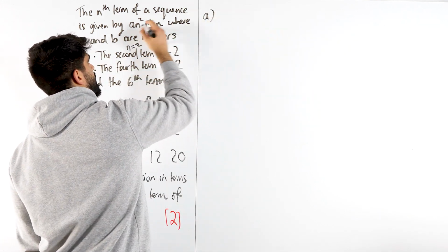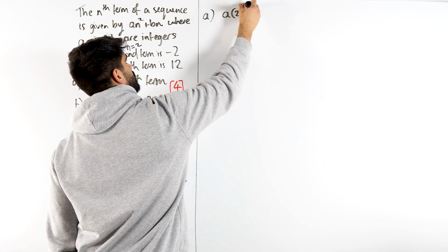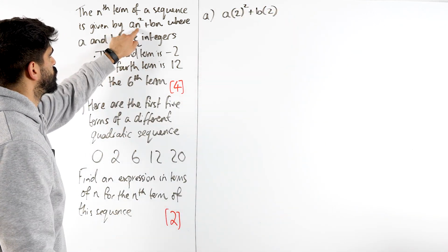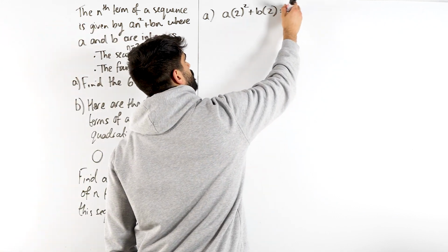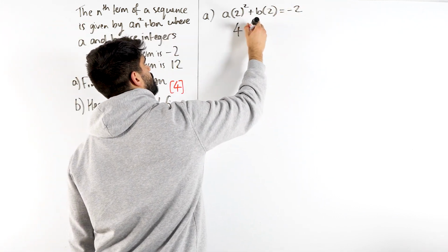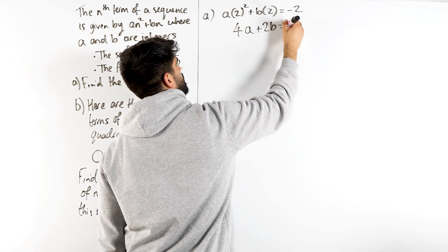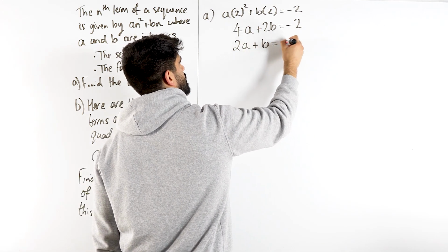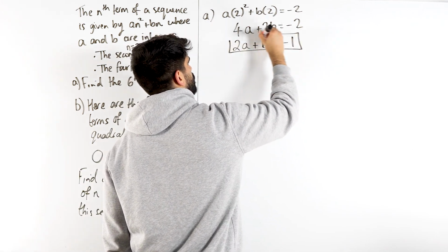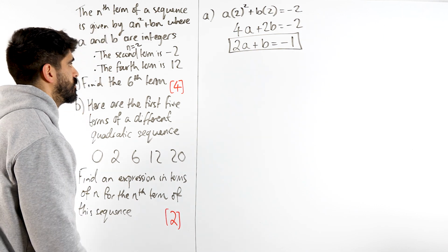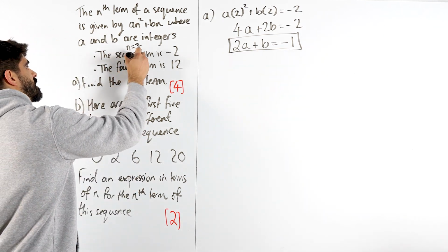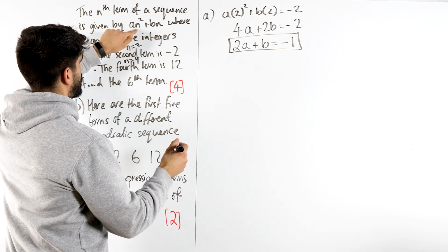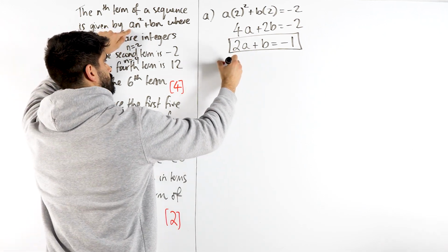So we have a 2 squared plus b times 2. They're saying when you substitute n is 2, you get -2. So that's 4a plus 2b is -2. We can divide through by 2 to get 2a plus b is -1. They should already be giving you vibes of a particular topic. Do you notice? Here, the fourth term, when n is 4, you sub that in. When you sub in 4, you get 4 squared, which is 16a.